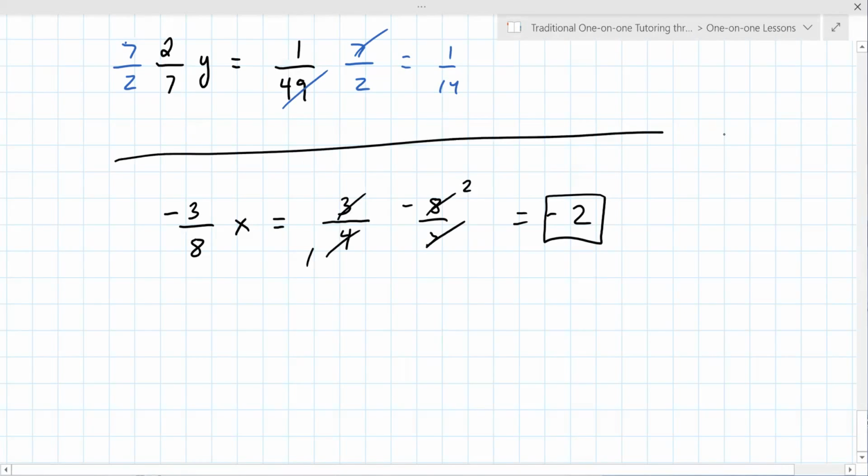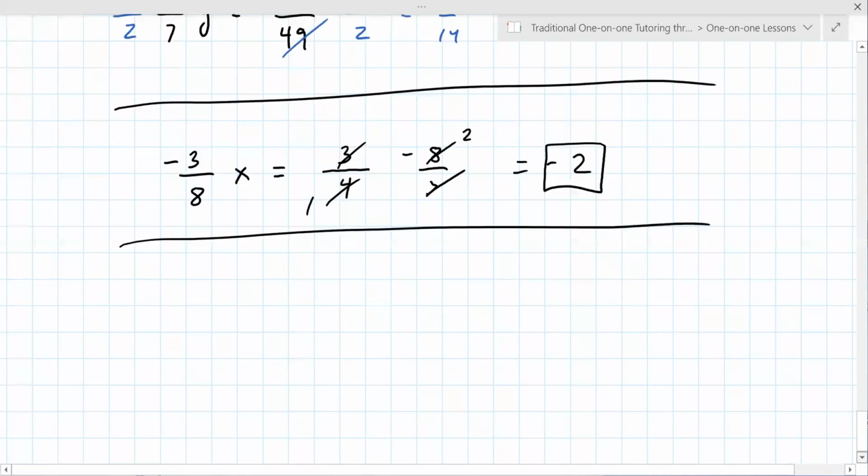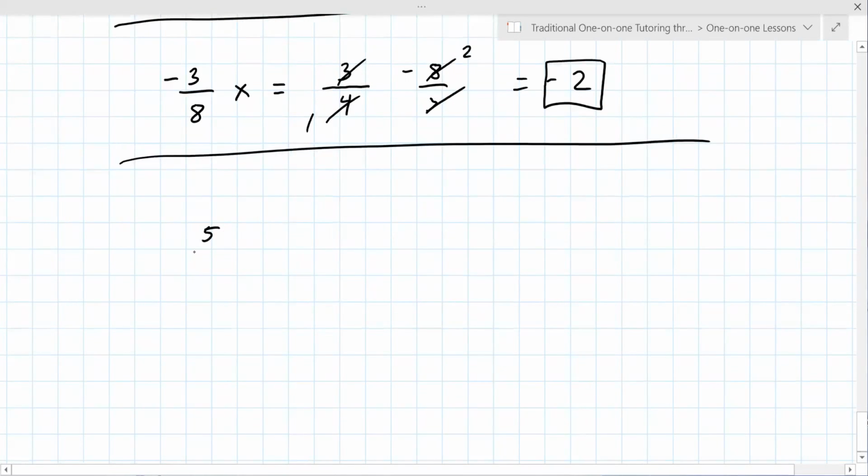So good. Okay, so let's ramp up the difficulty slightly here. Let's go 5/4 equals 3/2 x. Okay, notice the variable is on the right this time. Yeah, I noticed that. It doesn't matter.